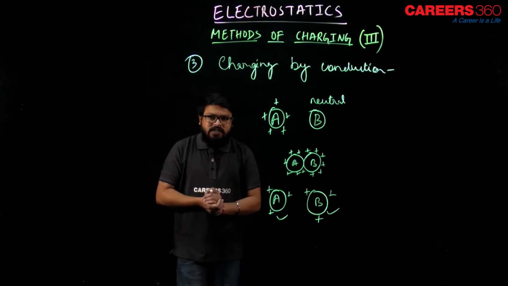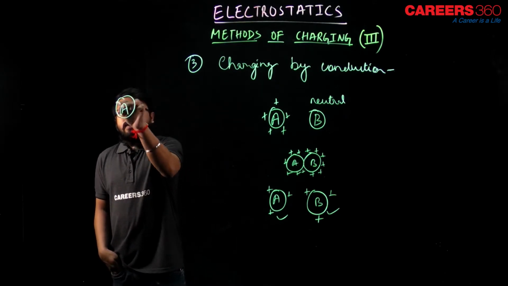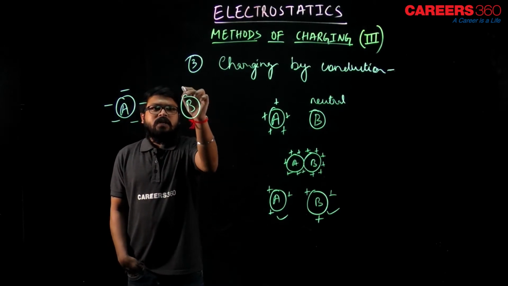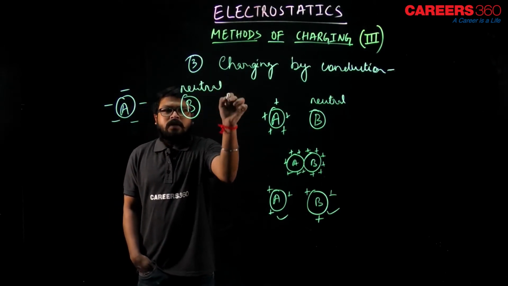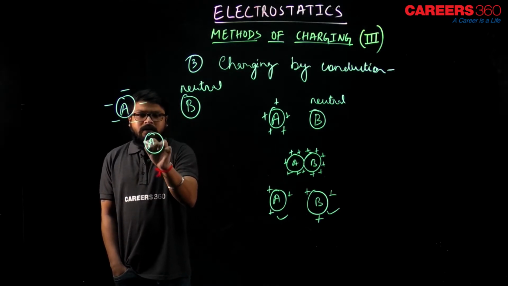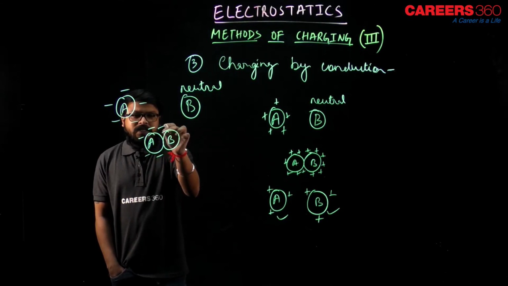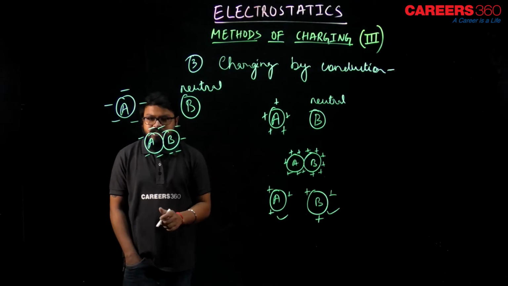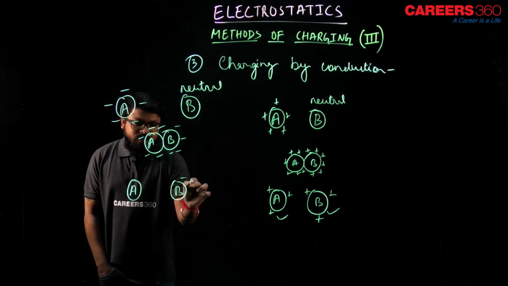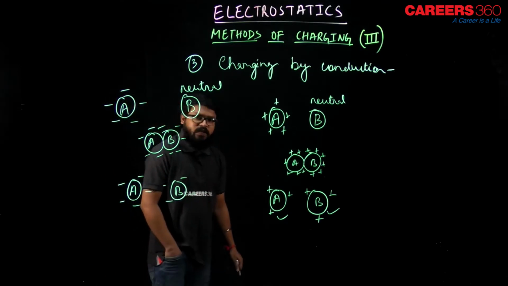So let us do this again, with the opposite charge, that is negative charge. Suppose body A is negatively charged, and body B neutral. Now when I bring these two bodies in contact with each other, A and B, they share the charge, isn't it? After I separate them, body B is now permanently charged with negative charge, as you can see.